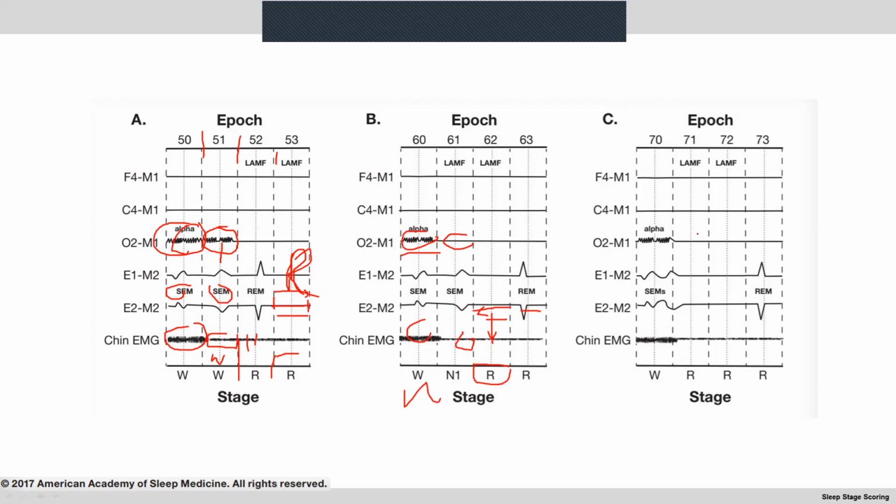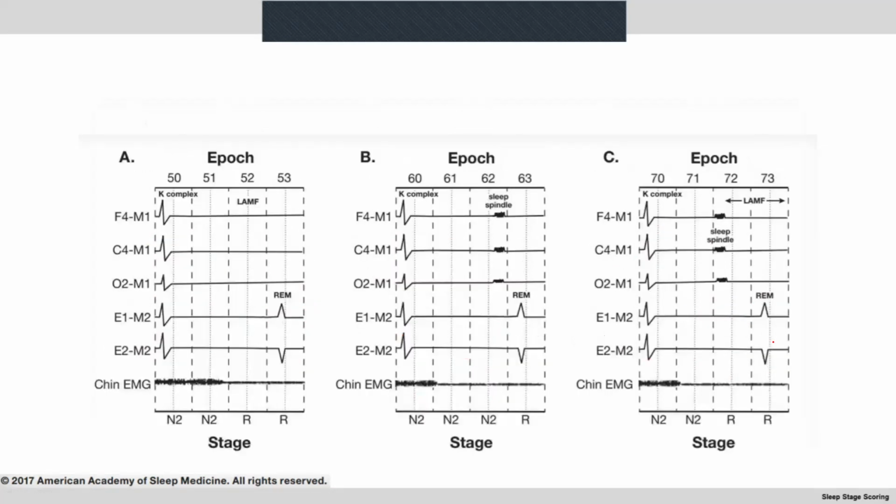So next, in this epoch, alpha is there, EMG is high. But as I told, rapid eye movement is there and the preceding epoch has no other distinguished features. So you have to mark these stages as R. So another exercise, we'll see that.